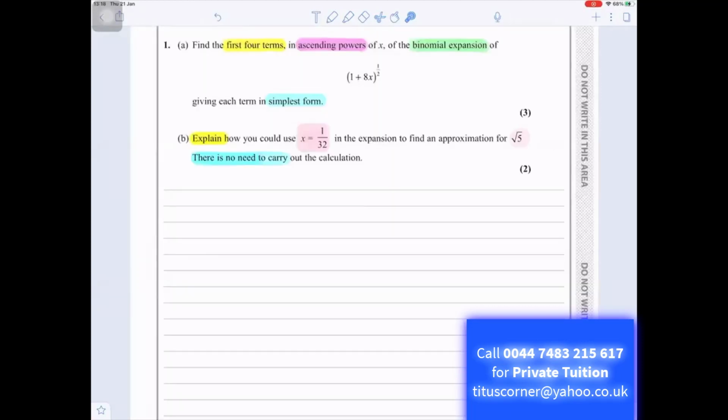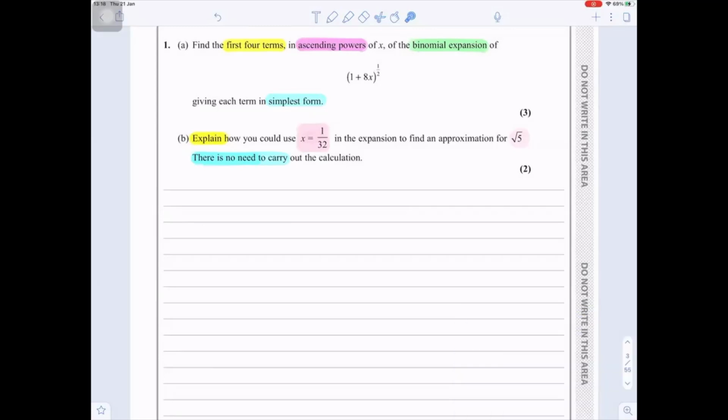Question number 1. (a) Find the first four terms in ascending powers of x of the binomial expansion of (1 + 8x)^(1/2), giving each term in simplest form. (b) Explain how you could use x = 1/32 in the expansion to find an approximation for the square root of 5. There is no need to carry out the calculation.